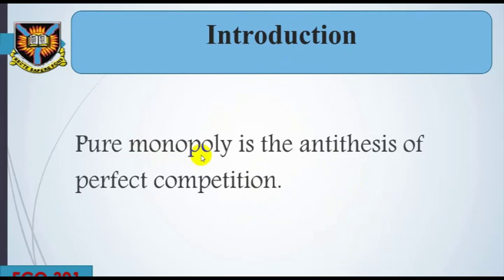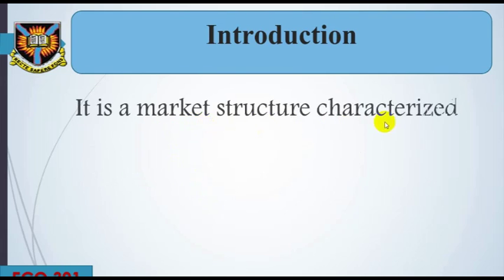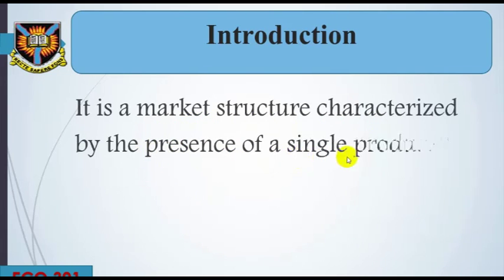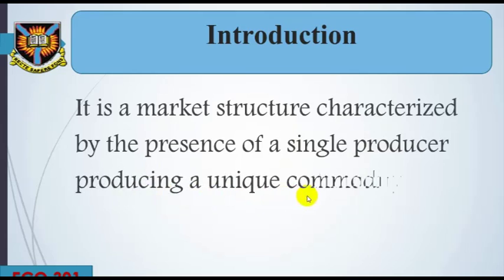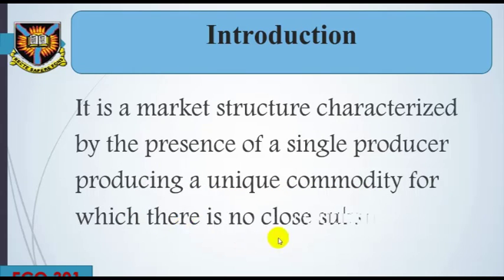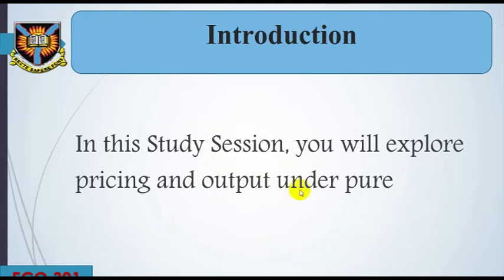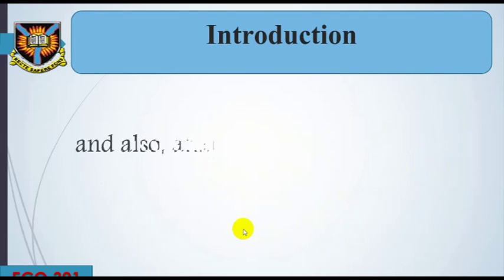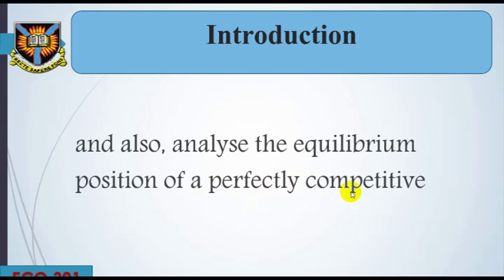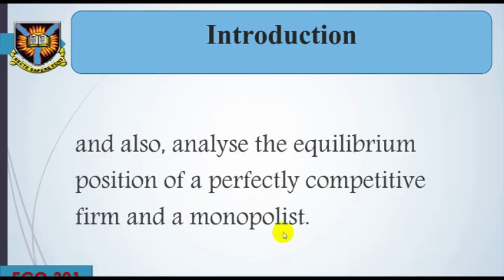Pure monopoly is the antithesis of perfect competition. It is a market structure characterized by the presence of a single producer producing a unique commodity for which there is no close substitute. In this study section, you will explore pricing and output under pure monopoly and also analyze the equilibrium position of a perfectly competitive firm and a monopolist.